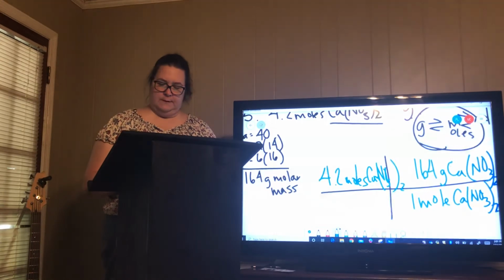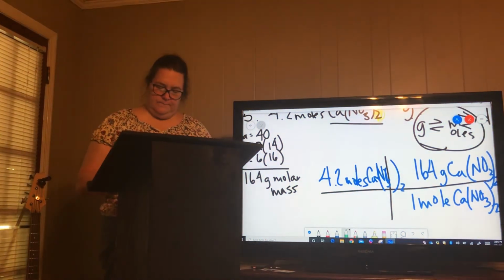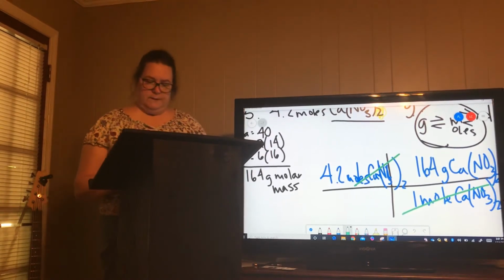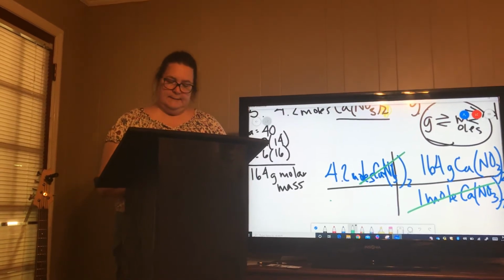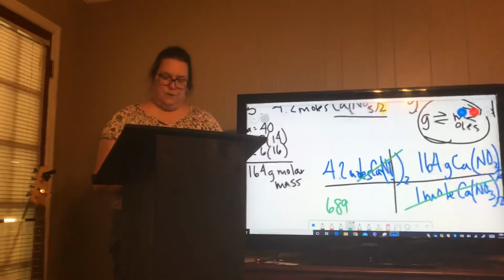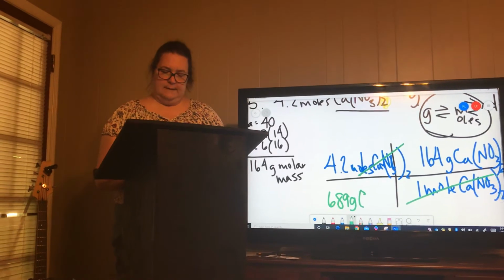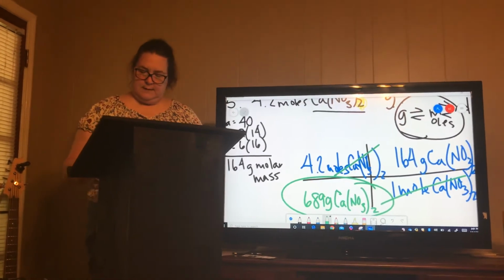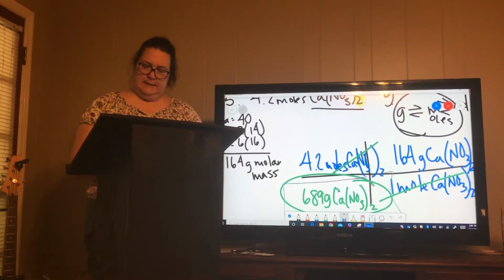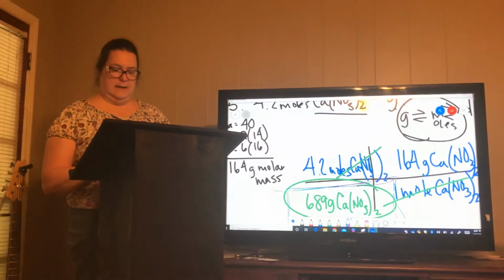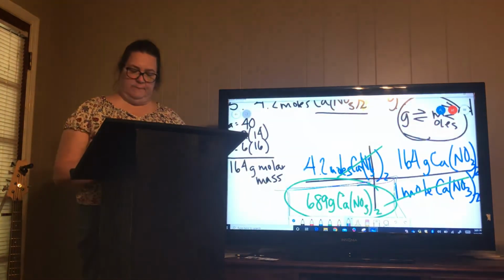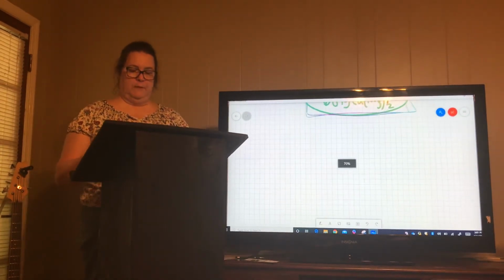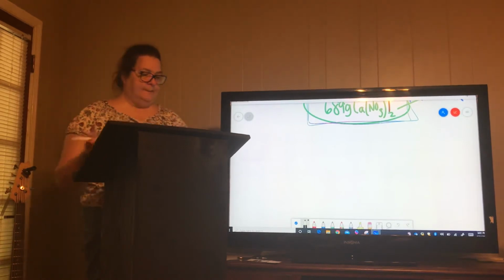So this cancels out, that cancels out. So, 4.2 times 164 gives me 689 grams of calcium nitrate. That's the answer. Okay, so this is the answer. And I'm doing dimensional analysis just like we've done the last 4 weeks before spring break. Okay, the last problem is asking for the molar mass.